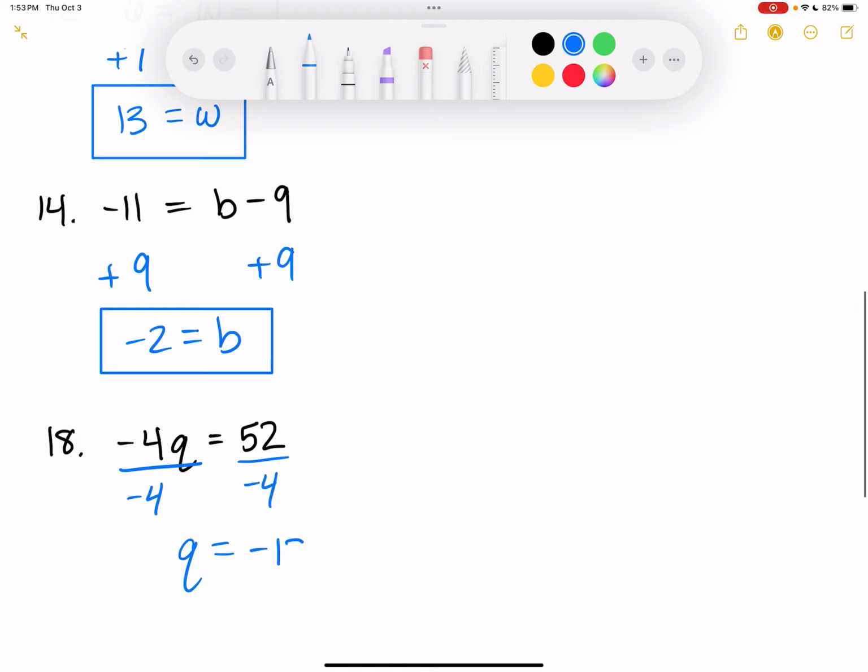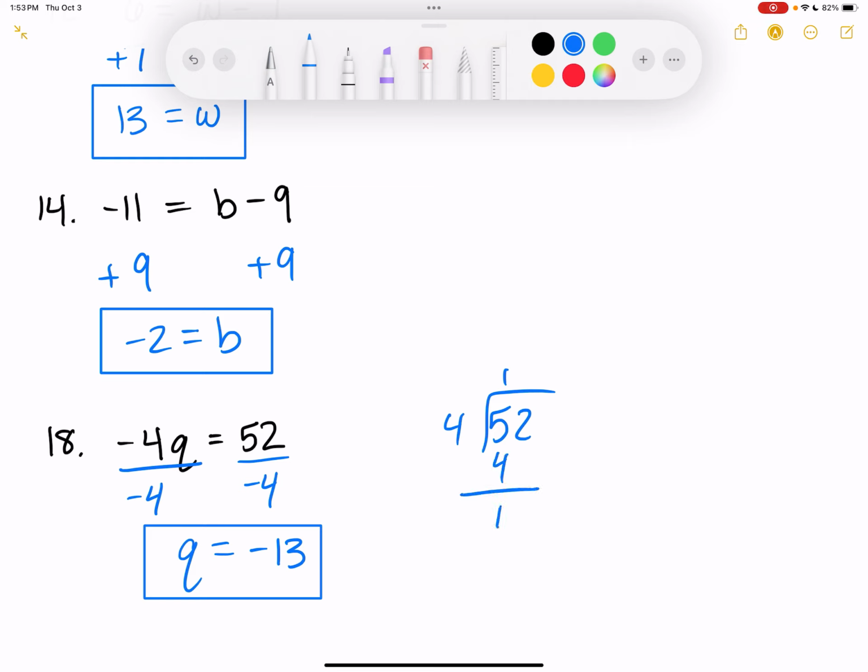And if you need to do it like this, where you put it in the box and do long division, you can do that too if you need to. But you've got to make sure you watch your signs if you do stuff like this, because usually people don't pay attention to that when they do long division. So just make sure you're aware of that.